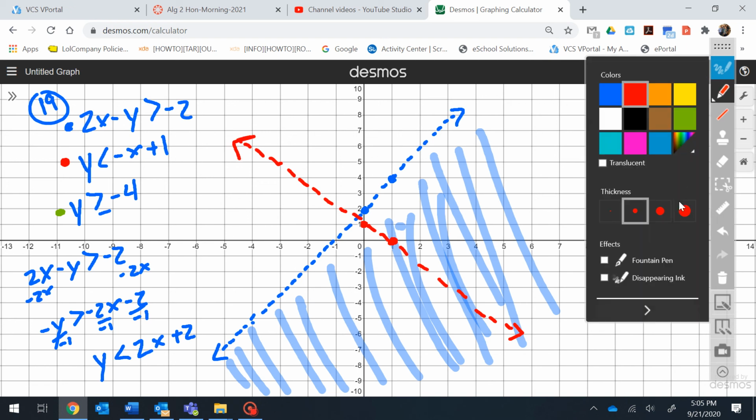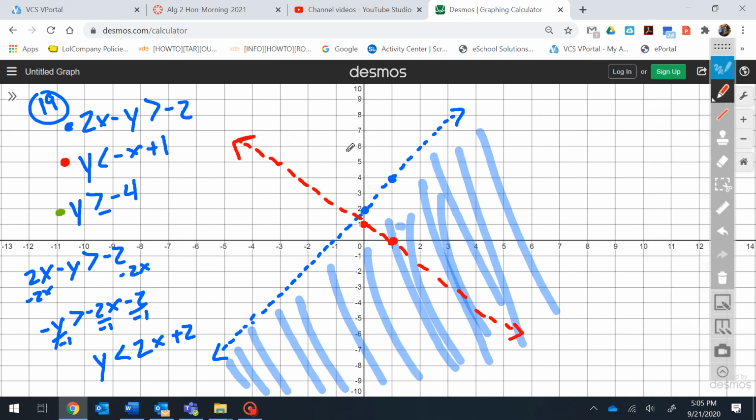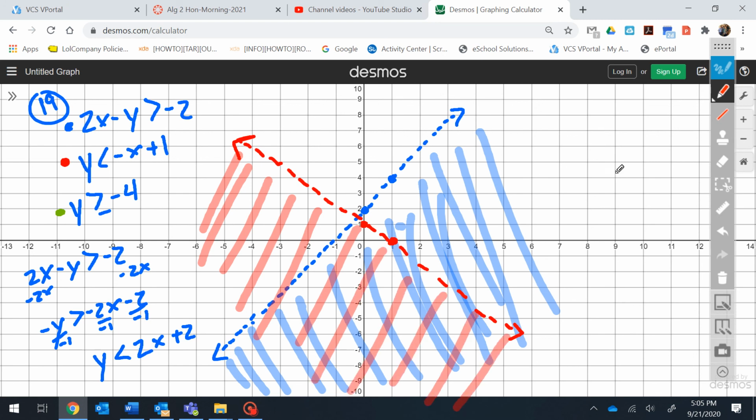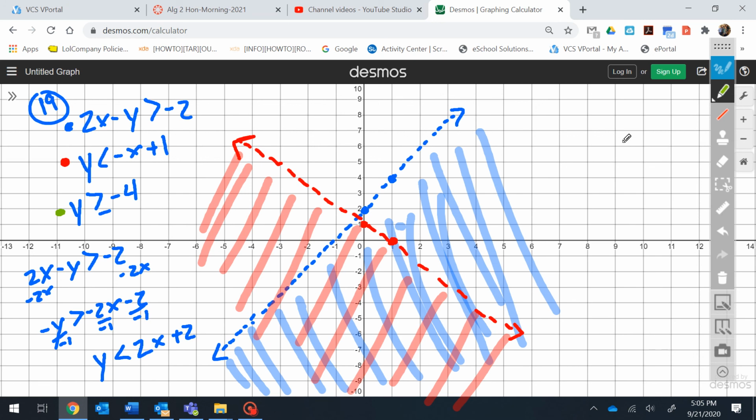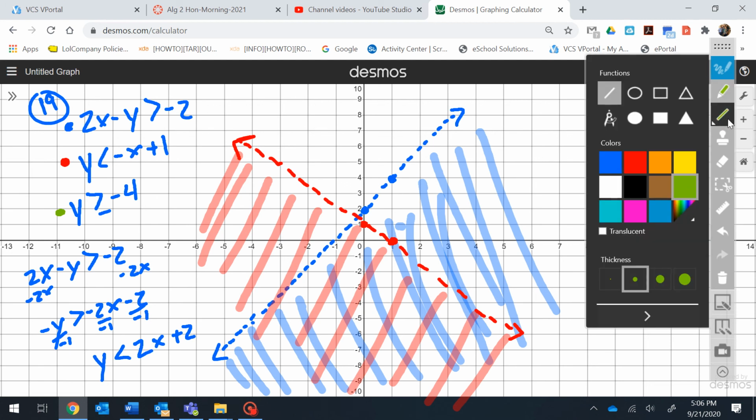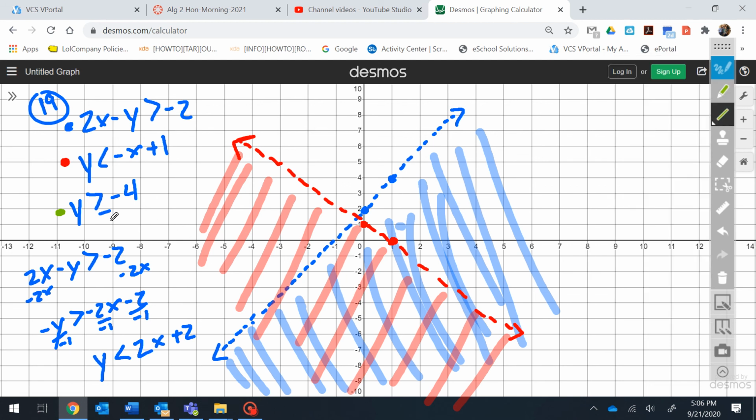And then the shading on this one, this is number 2, it is below because it's a less than symbol, so I'm looking at below, like so. Alright, now the last one, y is greater than or equal to negative 4. This is a horizontal line at negative 4 on the y-axis, and it's solid.